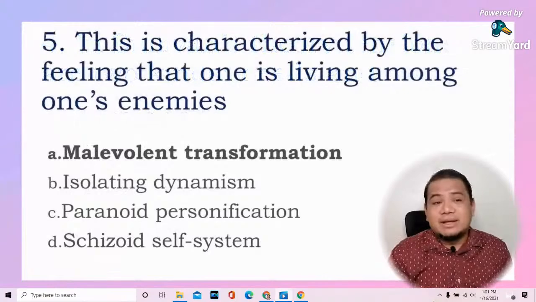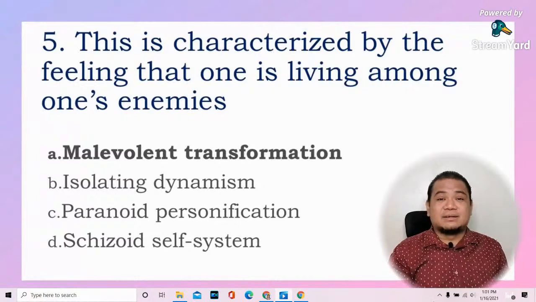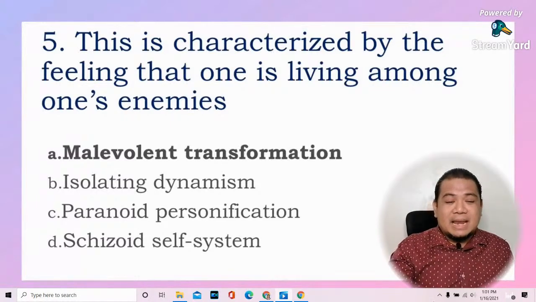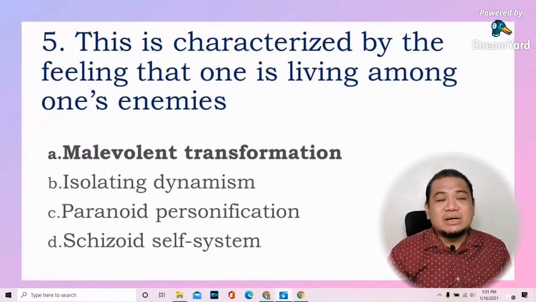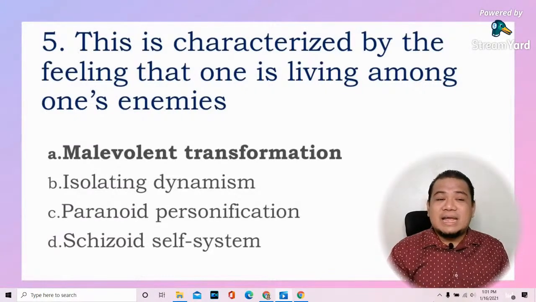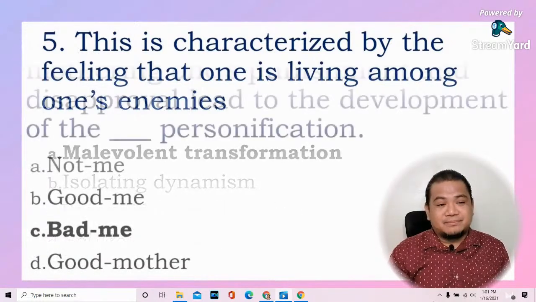Number 5. This is characterized by the feeling that one is living among one's enemies. The answer is letter A, malevolent transformation. Malevolence is the disjunctive dynamism of evil and hatred, characterized by the feeling of living among one's enemies.